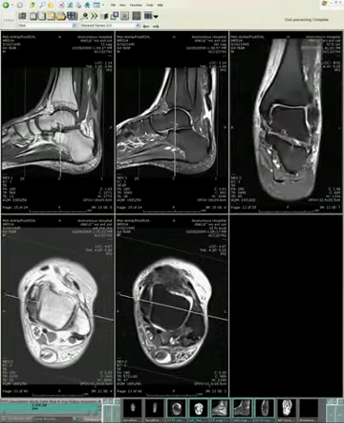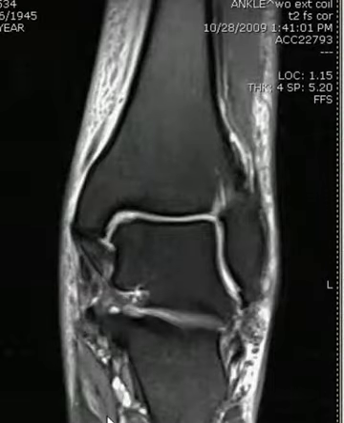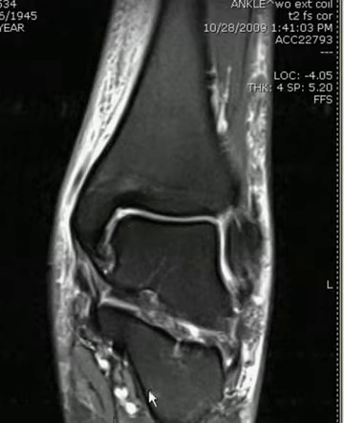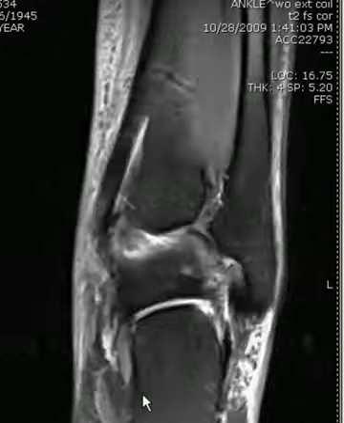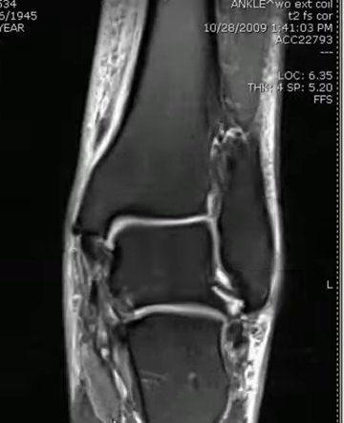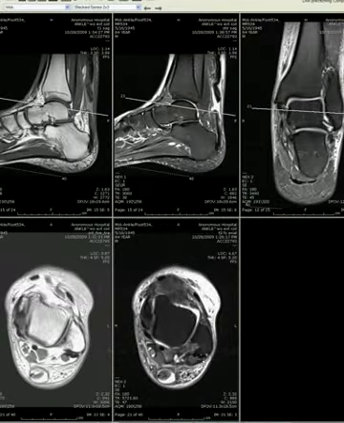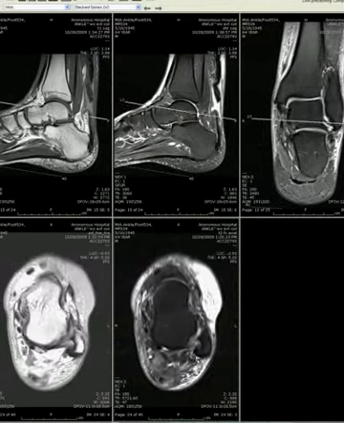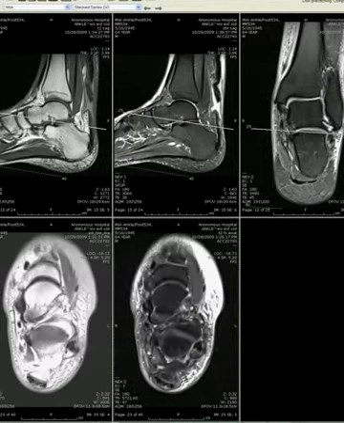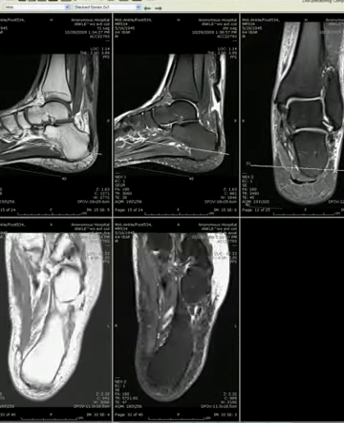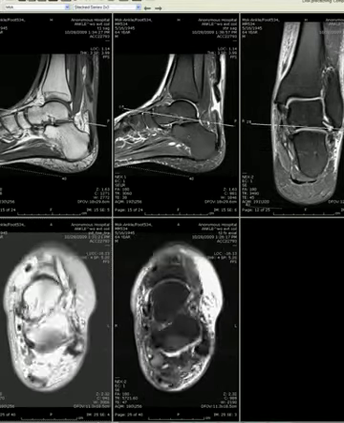On our coronal images, we can see a small focal area of cartilage abnormality in the medial talar dome, this high signal focus interrupting the normal area of the cartilage. We can look at the lateral tendons, and we can see the peroneus longus and brevis tendon. The retinaculum is also normal, holding these in their normal position. And we can note the peroneal tendons at their attachment, the base of the fifth for the peroneus brevis tendon.